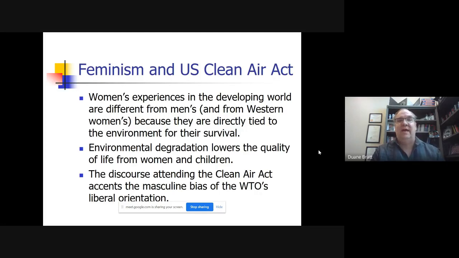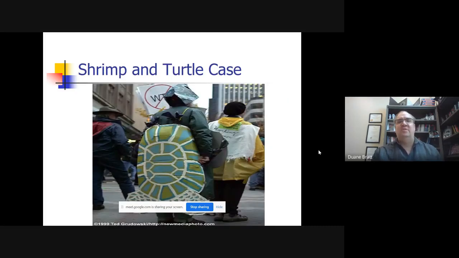So this is why this case needs to be looked at, because it was such an important case. It was the first case, and that's why viewing this case through multiple theoretical lenses is a real benefit. The second case we're going to look at is shrimp and turtles.